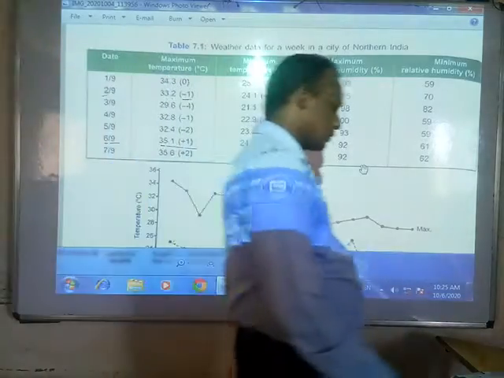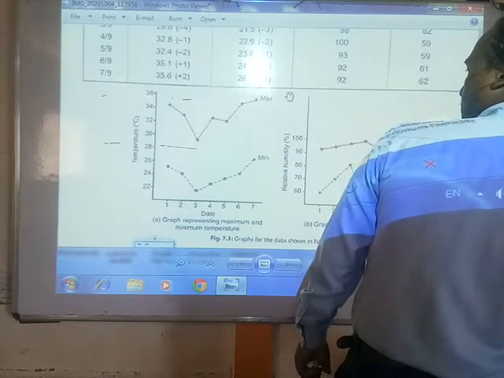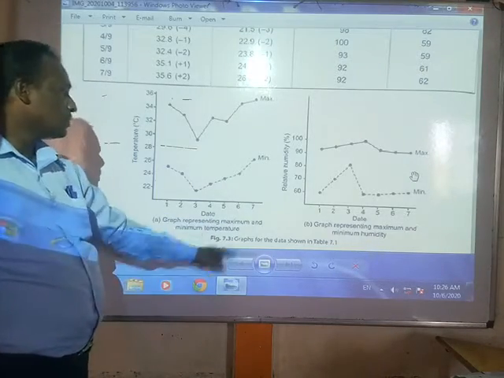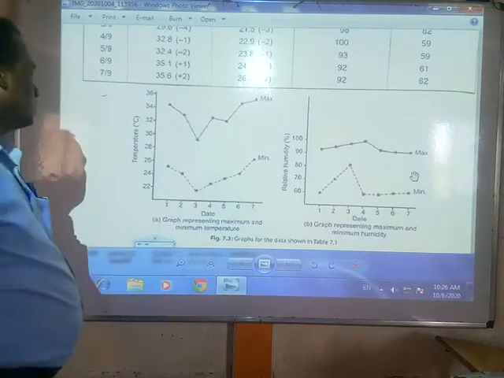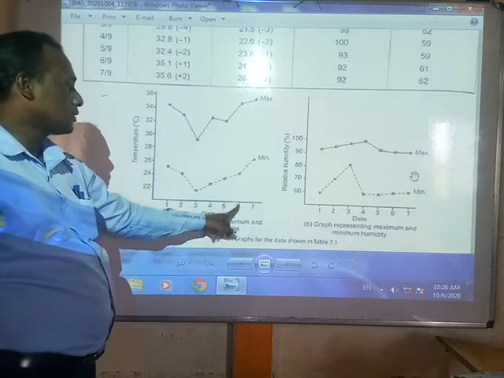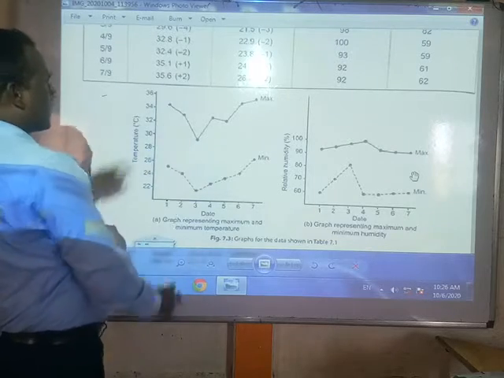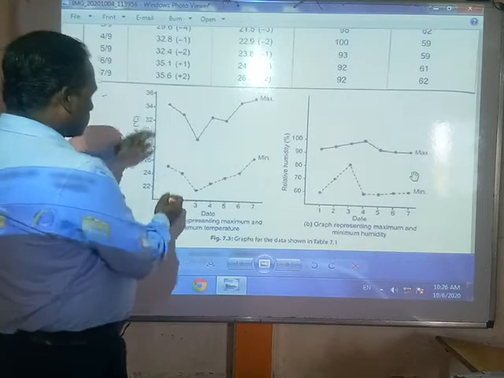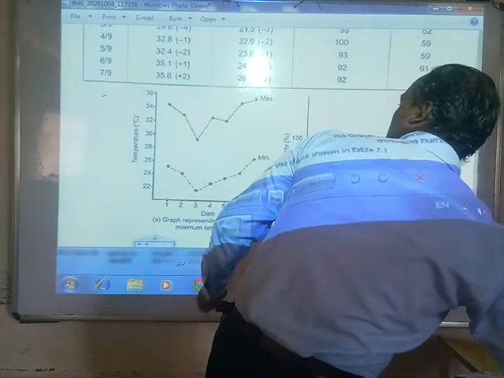For this purpose, students, we can use a graph. The graph represents the maximum and minimum temperature, showing how the temperature is increasing and decreasing, using that tabulation. First, see the dates: first, second, third, fourth, fifth, sixth, seventh. For the first date, you should see the maximum temperature here and the minimum temperature here. The maximum temperature is 34 point something. So for the first date, if you draw it, you go to 34 something here. You can understand.